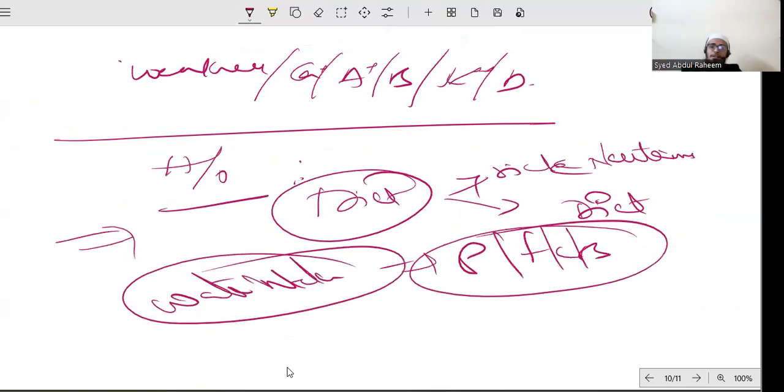So these are the important things you need to understand about malabsorption syndrome. Okay, this is all about malabsorption.